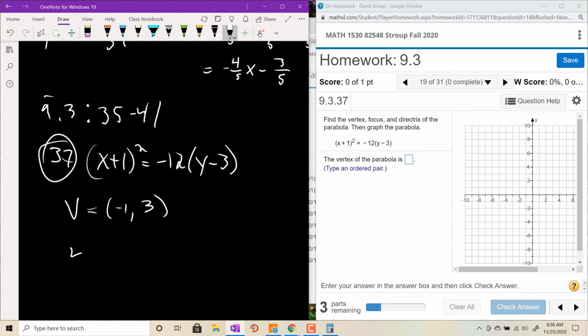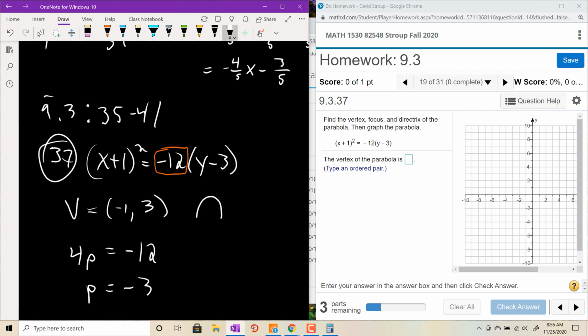To get the p-value, you set negative 12, this thing in front of the y minus 3, equal to 4p and solve for p. Okay, so that's kind of like your ABC thing that you need from the parabolas, or from the hyperbolas and the ellipses. Okay, so the p-value is negative, so it's going to be a sad face.